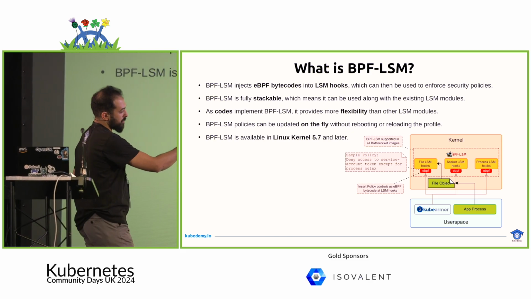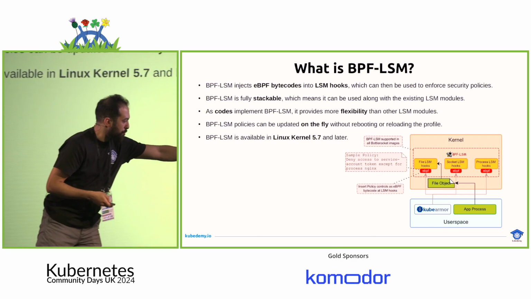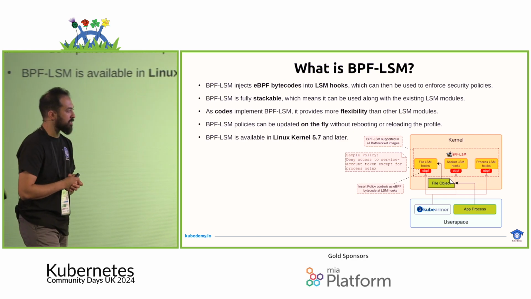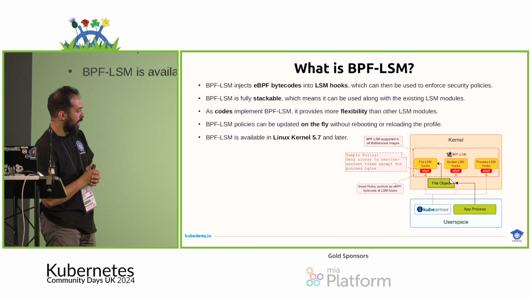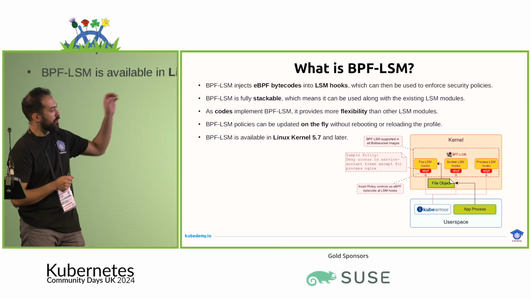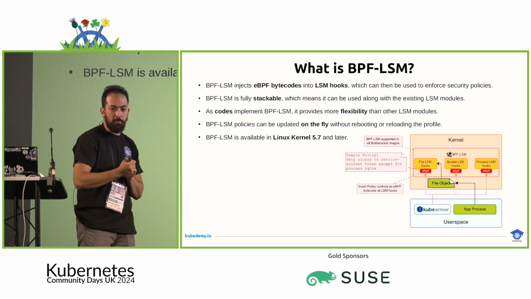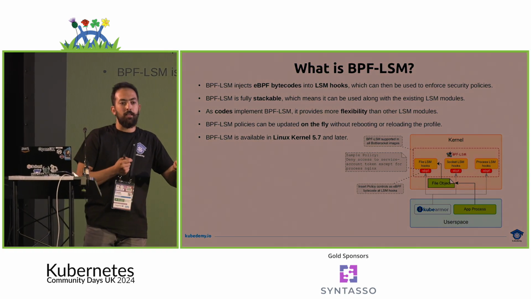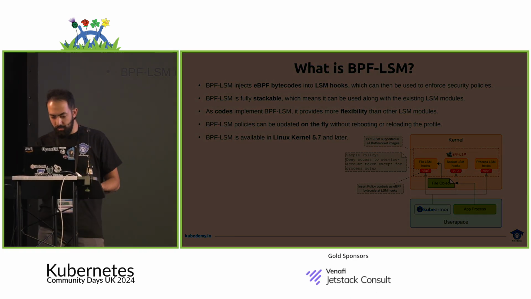And the architecture is something like this. We have an application process. It tries to access a file and invoke a system call. And instead of using AppArmor, we have some eBPF bytecodes injected into LSM hooks. And then it can manage everything for us.